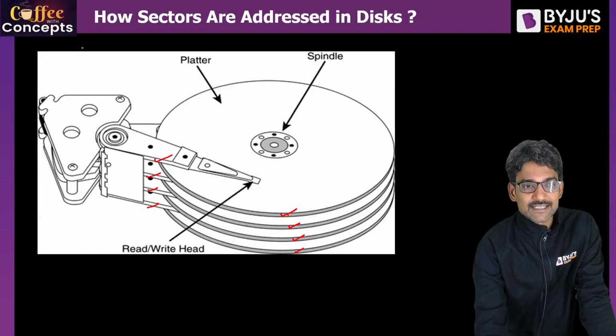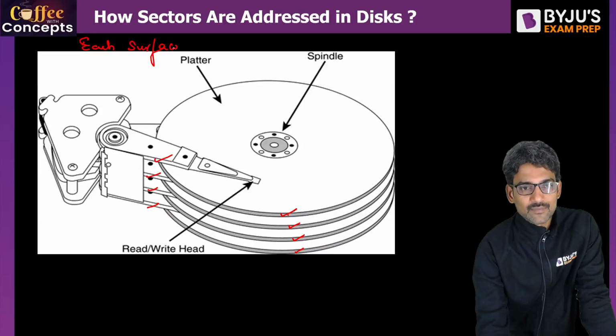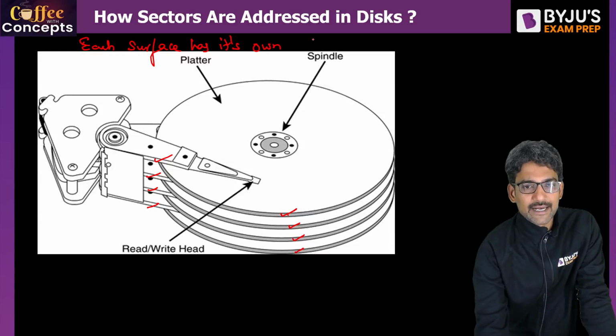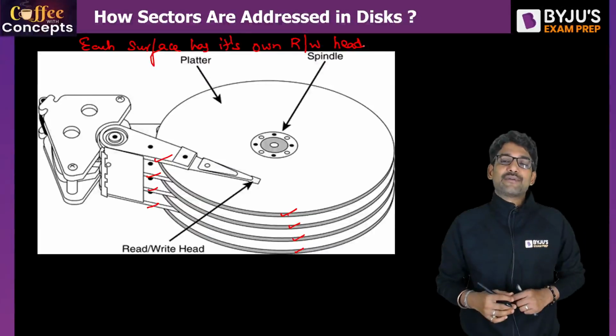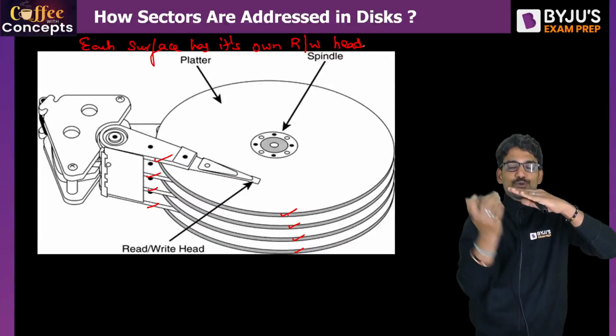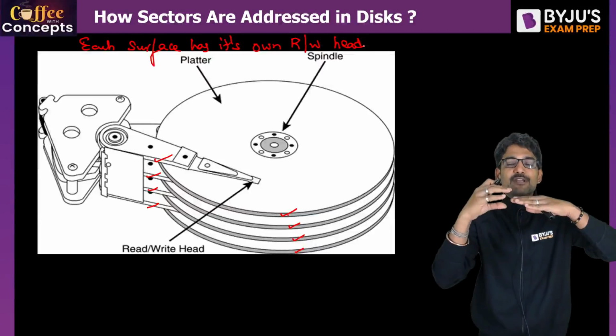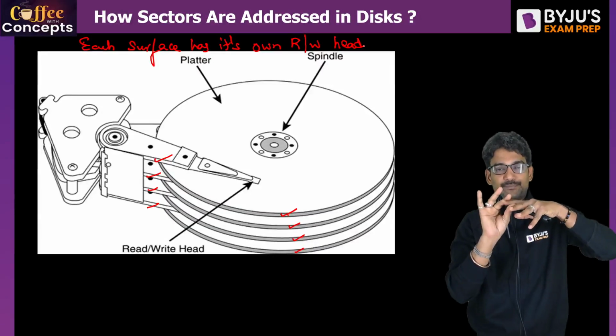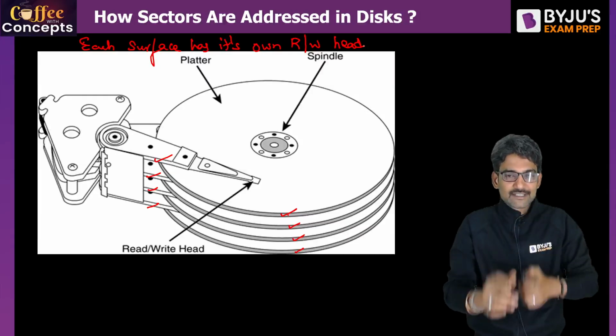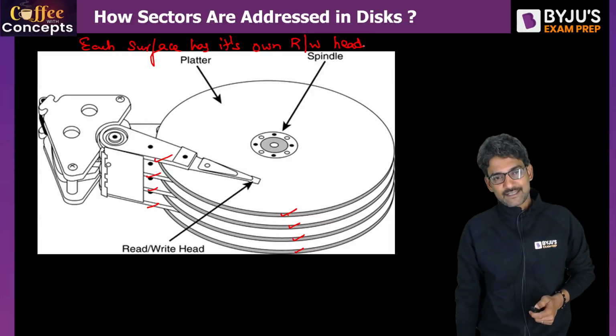So in the disks, each surface has its own dedicated read write head. For every surface you have a head. A platter has 2 surfaces, top and bottom, so every platter will have 2 heads, top and bottom. With this arrangement you can clearly understand, right?